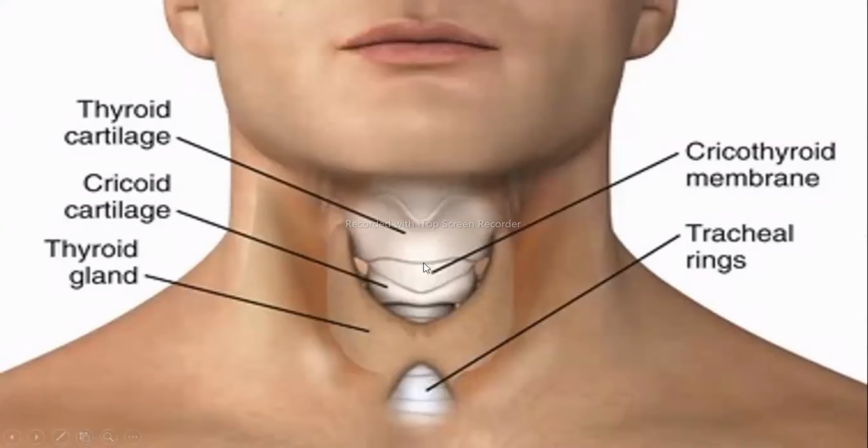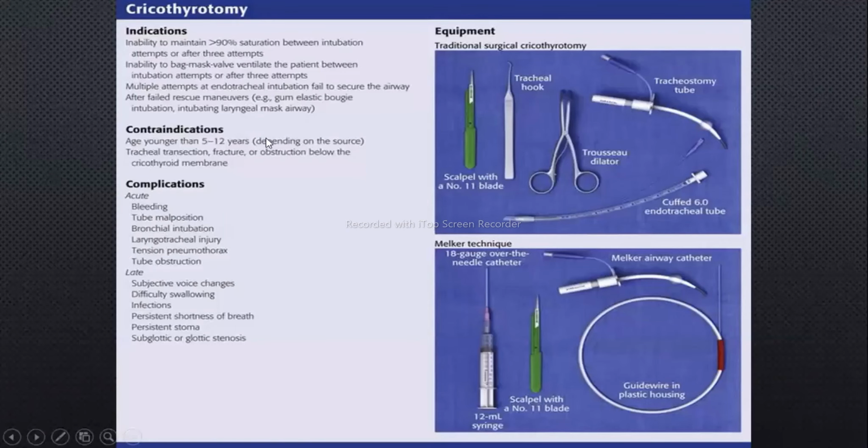Here, you have to be familiar with the cricothyroid membrane. Okay, so thyroid cartilage and cricoid cartilage, between them is the cricothyroid membrane. Also, you have to be familiar with cricothyrotomy. Okay, you have to be familiar with indications, contraindications, and complications. You have to study. So when you listen to this video, you can read this slide, and you have to be familiar with the equipment.